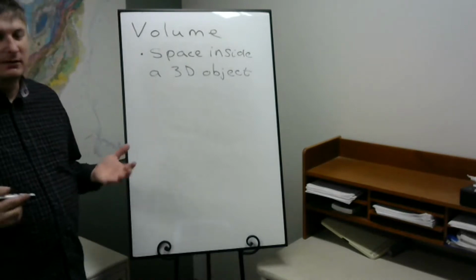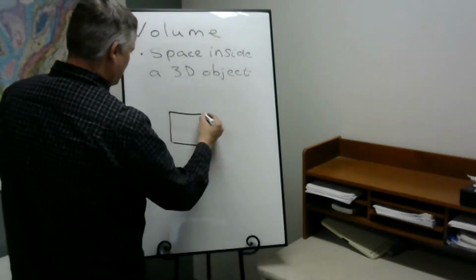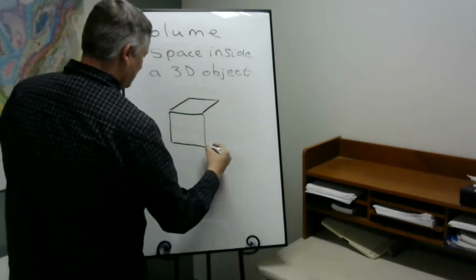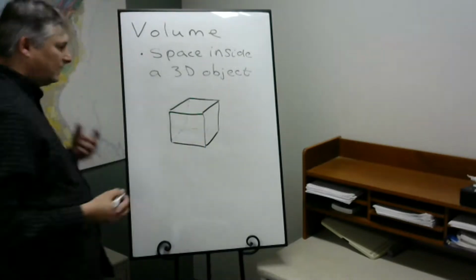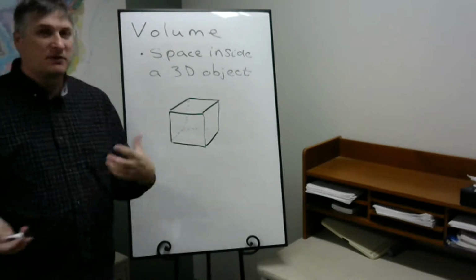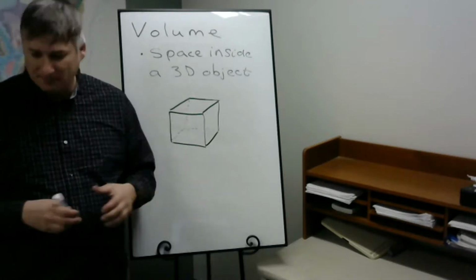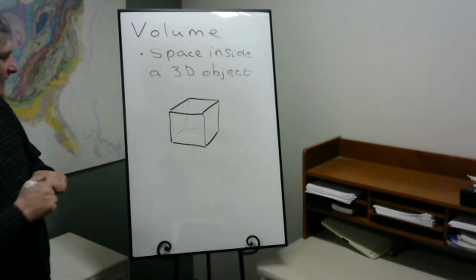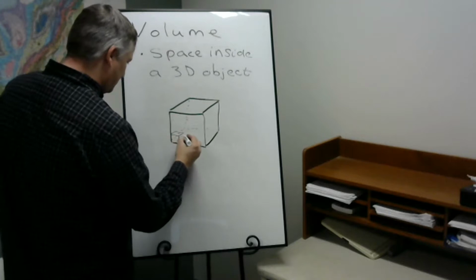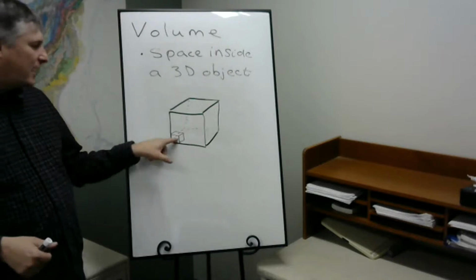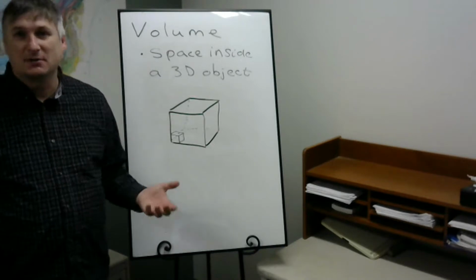So, for example, if we talk about, say, a cube, well, there's space inside this cube, and so we want to have some way of measuring it. Oddly enough, we tend to measure this space using smaller cubes. We might take a little cube like this and ask the question, how many smaller cubes fill in this larger one? The number of smaller cubes is what we use as a measure of the volume.